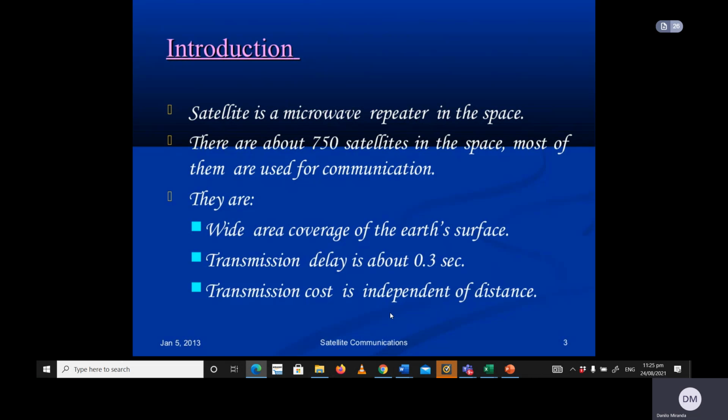So it's part of the microwave actually, because it's a long distance and there is no obstruction and there is a line of sight mode of transmission. So it's under the microwave and the frequency is above 1 gigahertz. And there are about 750 satellites in space, as of 2015, ata 2013.